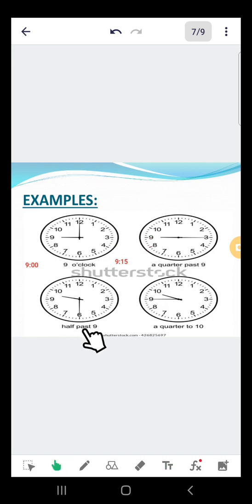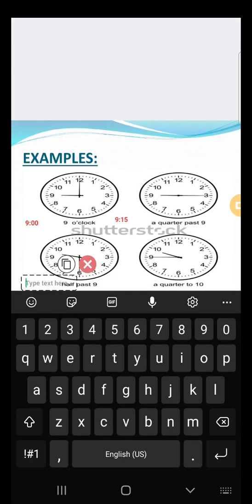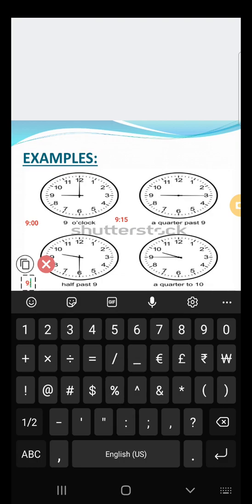The next clock represents what? It says 9:30 or half past 9. Half past means 30 minutes and 9 hours. So how are we going to write it in digital way? We are going to write it as 9 hours and 30 minutes.